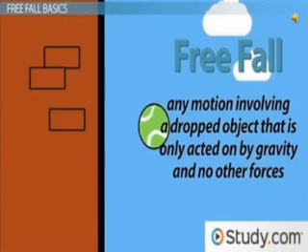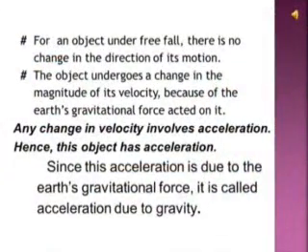Then, what do you mean by free fall? Any motion involving a dropped object that is only acted on by gravity and no other forces is free fall. In practical situations, we have to neglect the air resistance to define free fall. So it is clear that whenever objects fall towards the Earth under the action of gravitational force alone, the objects are in free fall. For a freely falling object, there is no change in the direction of its motion.